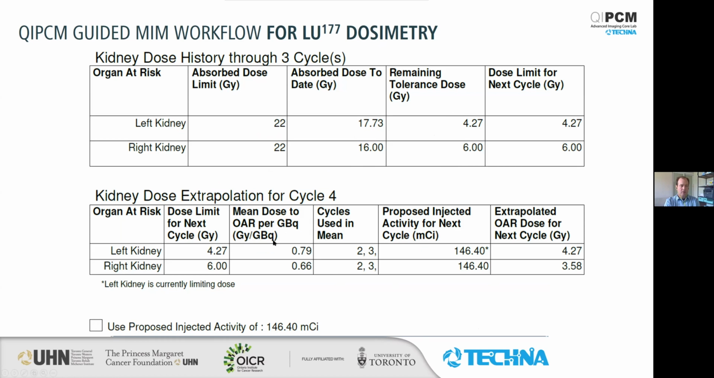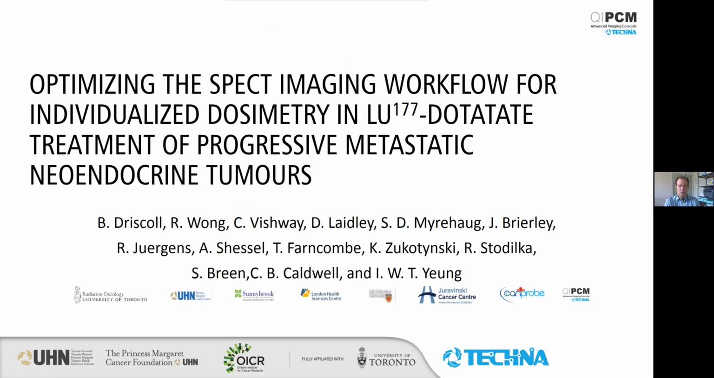We then look back at the previous 2 cycles and determine how sensitive the kidneys were to the actual injected dose, and propose the dosimetry for the next, or the proposed injected dose for the next cycle. That's then signed off by both the physicist and the radiation oncologist before it's provided to the sites. So we've done that successfully for about 154 patients to date.